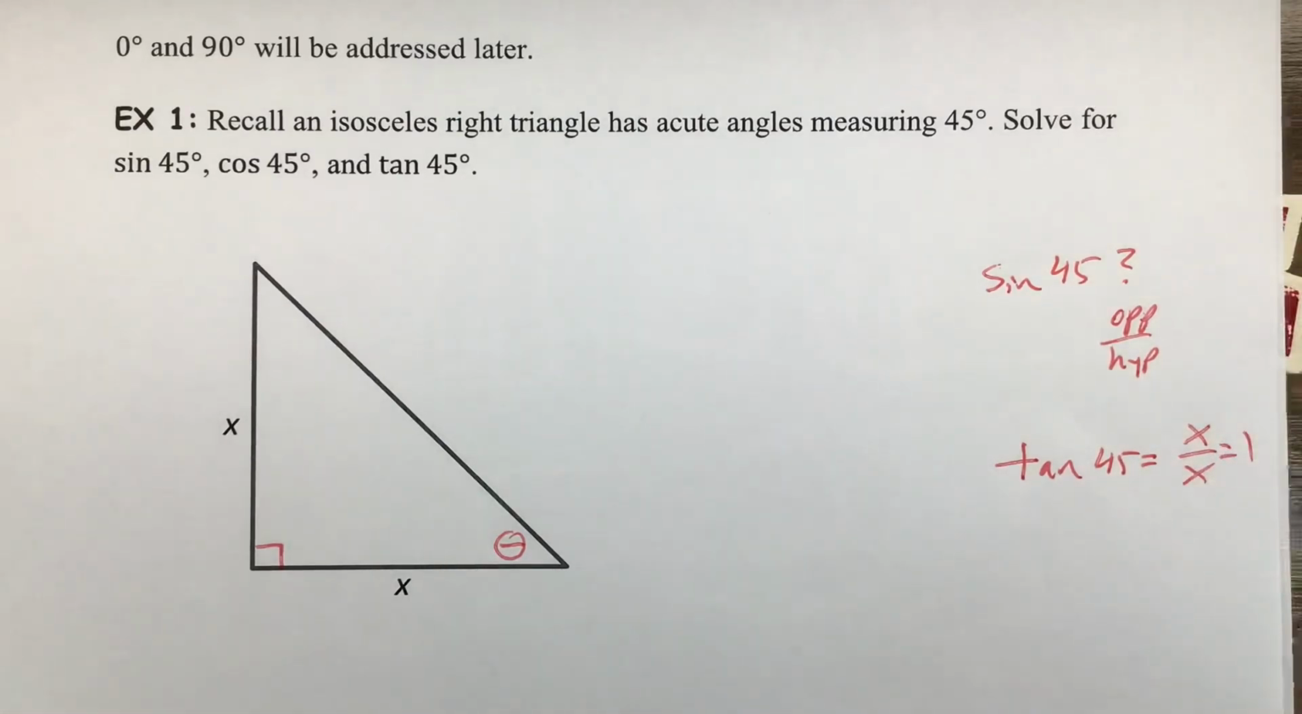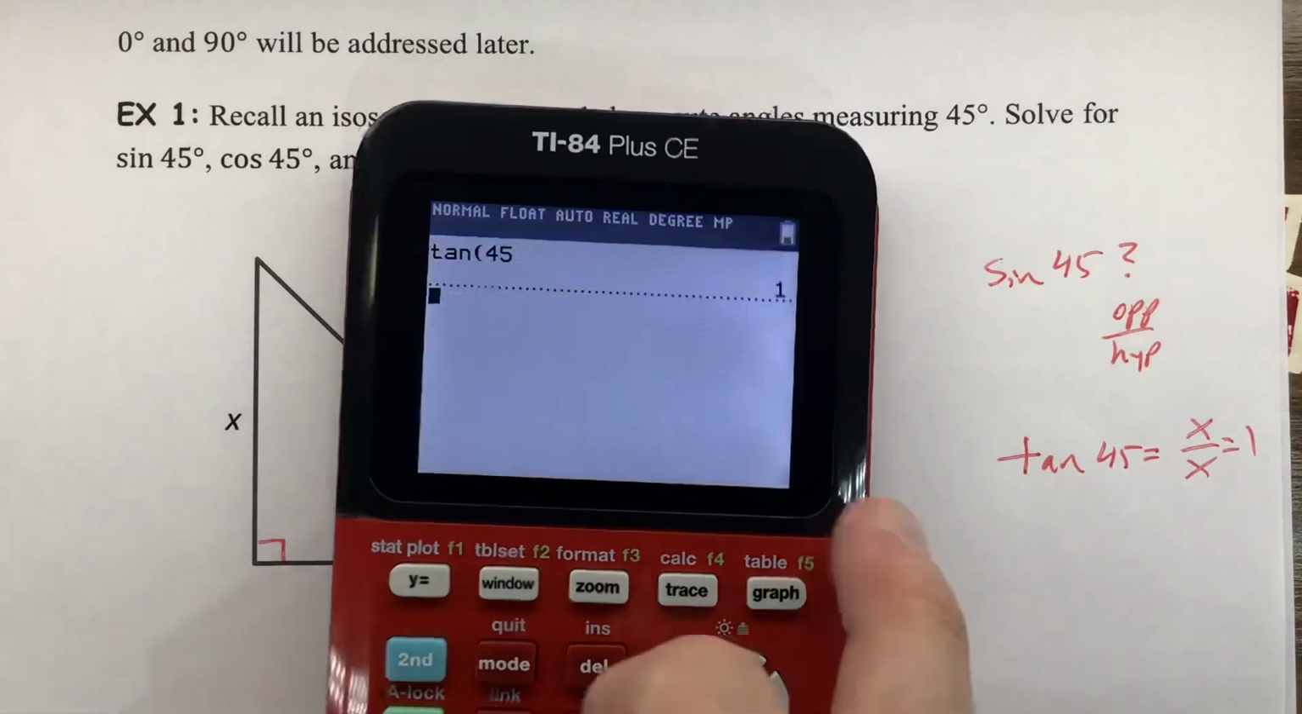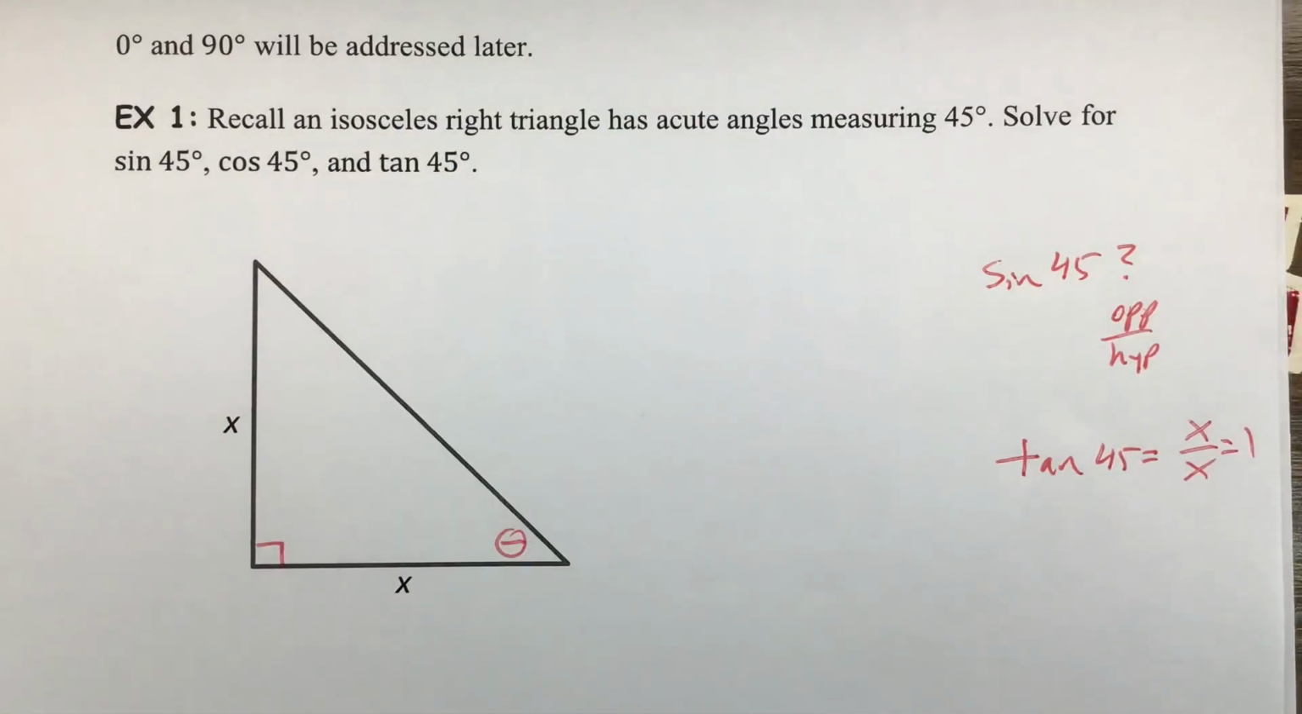It's 1. Okay, the tangent of 45 is actually equal to 1. Let's check that one out. The tangent of 45 is 1. So that one's easy. That's an easy one there. The sine and the cosine, for those, we have to have the hypotenuse.